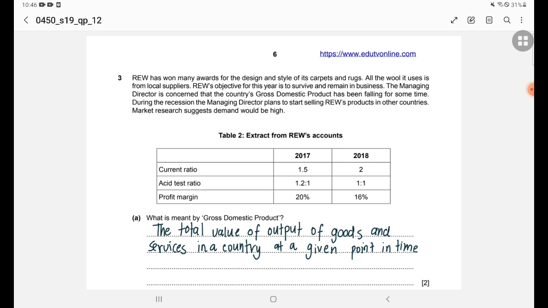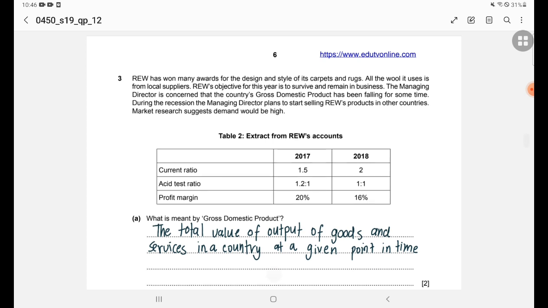Okay, so REW or RU is okay, I guess. I'm not really sure how you'd pronounce that, but yeah.